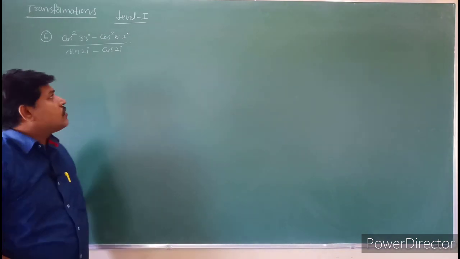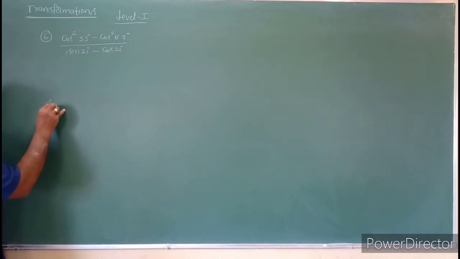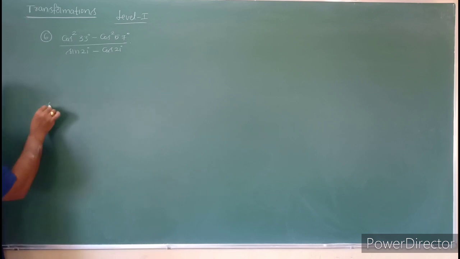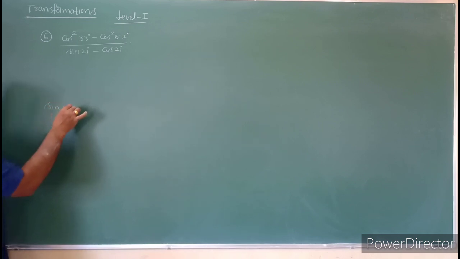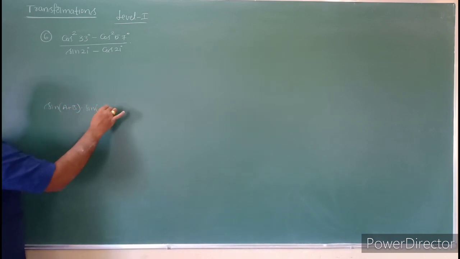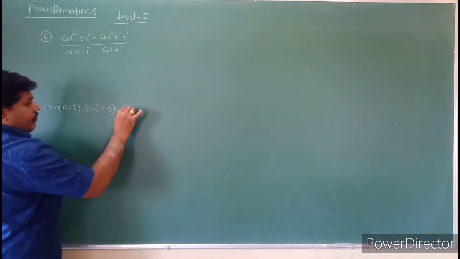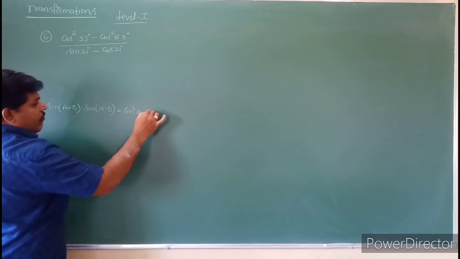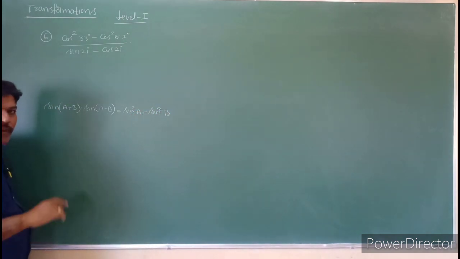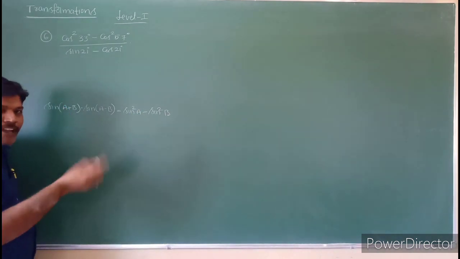So see this question, students, how to solve this one. First you have to understand these 2 formulas. Sine of A plus B into sine of A minus B formula is sine square A minus sine square B.